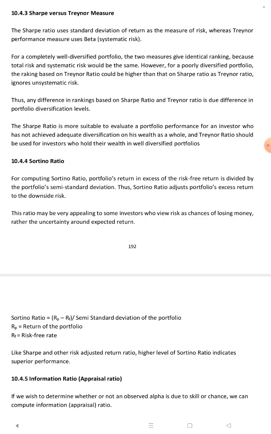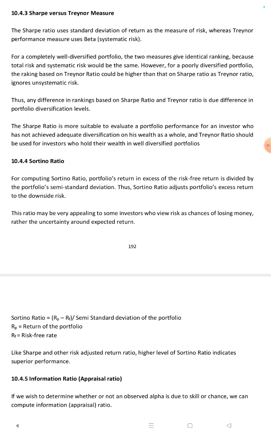For a completely well-diversified portfolio, the two measures give identical rankings because total risk and systematic risk would be the same. However, for a poorly diversified portfolio, the ranking based on the Treynor ratio could be higher than that on the Sharpe ratio, as the Treynor ratio ignores unsystematic risk. Thus, any difference in ranking based on the Sharpe ratio and Treynor ratio is due to the difference in portfolio diversification level.